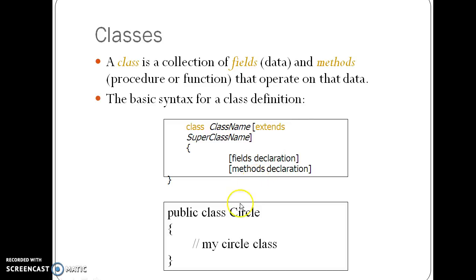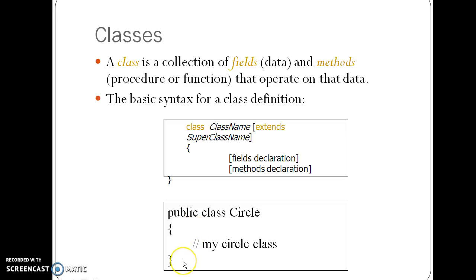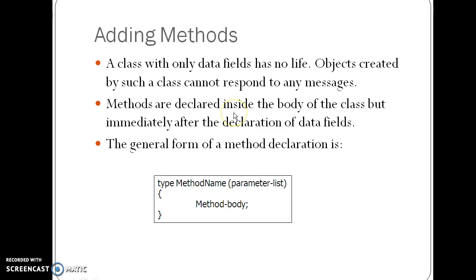For example, public class Circle. The Circle class is declared, its body is opened with an open curly bracket and closed with a closed curly bracket. This is the example of declaring the class or defining the class, or you can say it's the basic syntax for class definition.